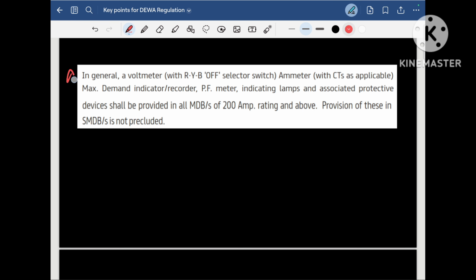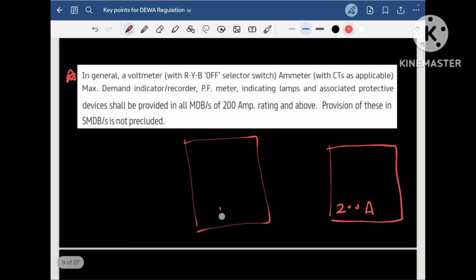Now let us move to the other important point mentioned in the DEWA regulation. Suppose I have a project, a villa project or any small industrial or commercial project. It has the main incomer rating of the MDB at 200 ampere or above. Then that MDB, having a breaker rating of 200 or greater ampere, should have an RYB phase indicator, with voltage selector switch and voltmeter.